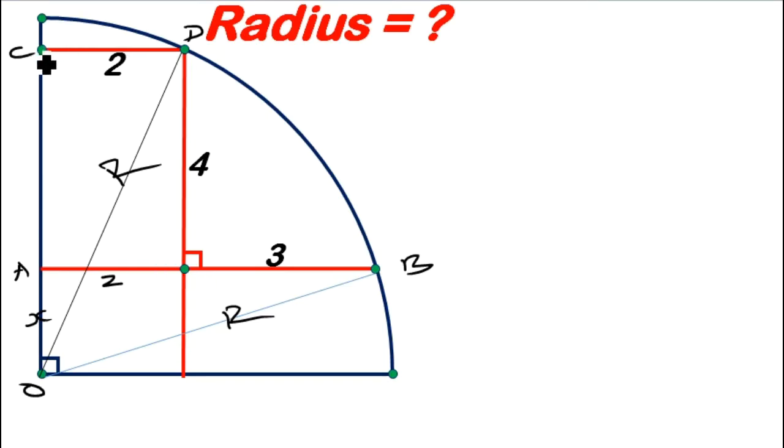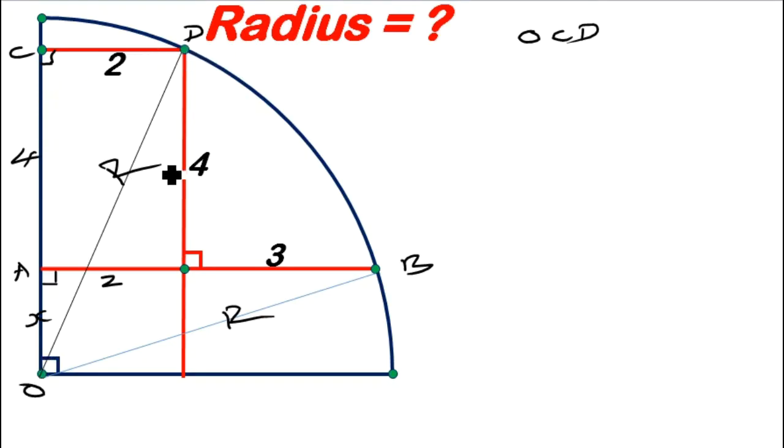Now, at point C, we have 90 degrees. Again, at point A, we have 90 degrees, in that the two lines are meeting at 90 degrees. For the first equation, we can use Pythagoras theorem. Triangle OCD is a right angled triangle. Remember, from C to A is the same as from this point to D, which is also 4 units.